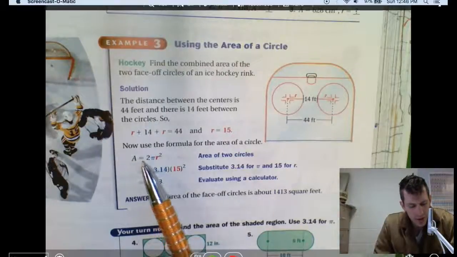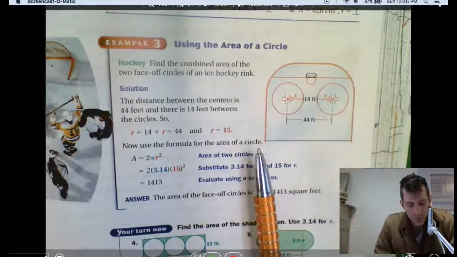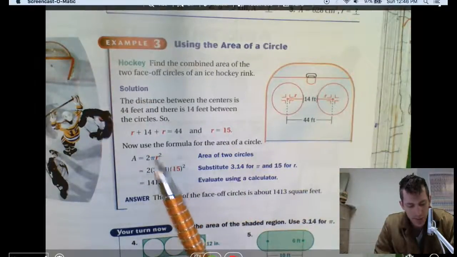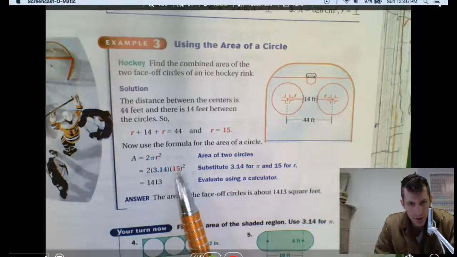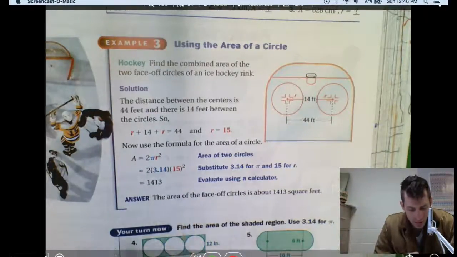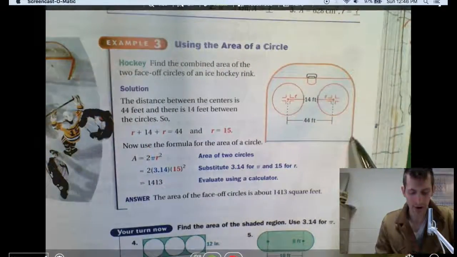Oh, why did they do area equals 2 pi r squared? Oh, just because there's two circles, that's all. So area equals pi r squared times 2 because there's two circles. So the radius we figured out was 15. There's the combined area.